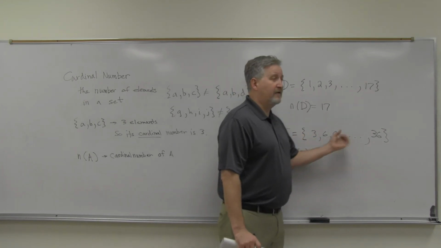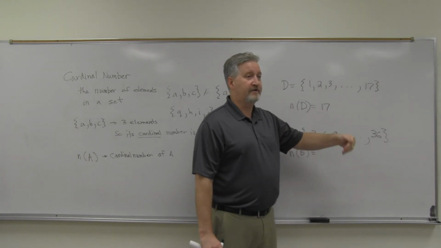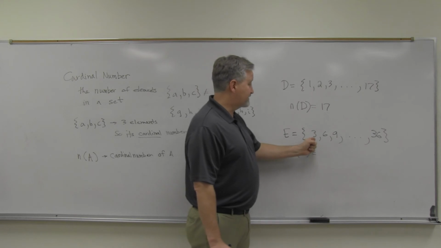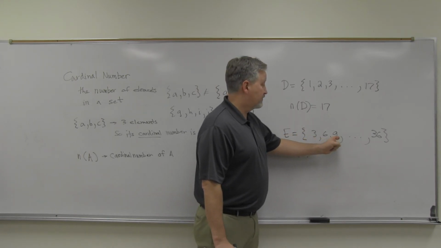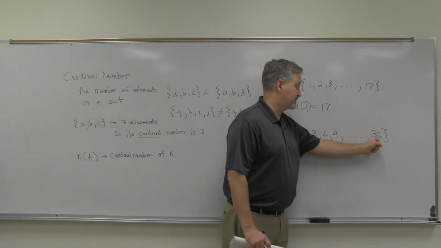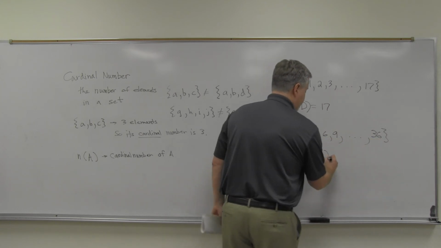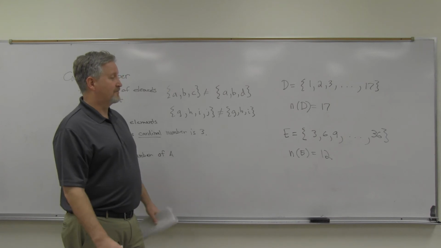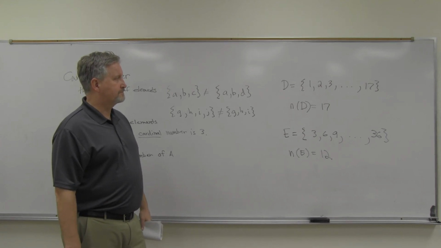So one way would just be to write out 3, 6, 9, 12, keep the pattern going, right? You could just write them all out. But another way we could think, all right, so this is just multiples of 3. This is 3 times 1. This is 3 times 2. 3 times 3. What's 36? 3 times 12. So that's going to be 12 elements, isn't it? I mean, just write them out if you have to, but it's another way you can think your way through it.